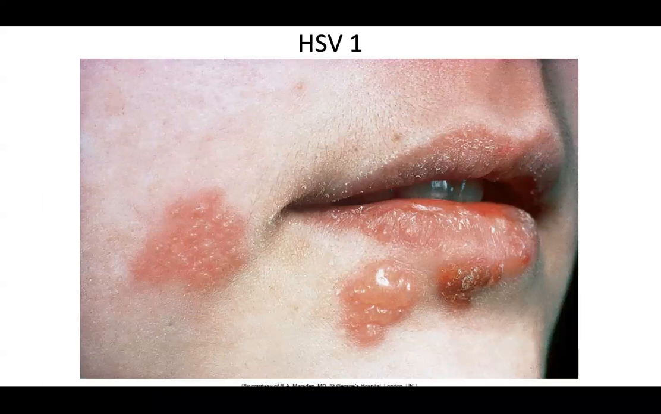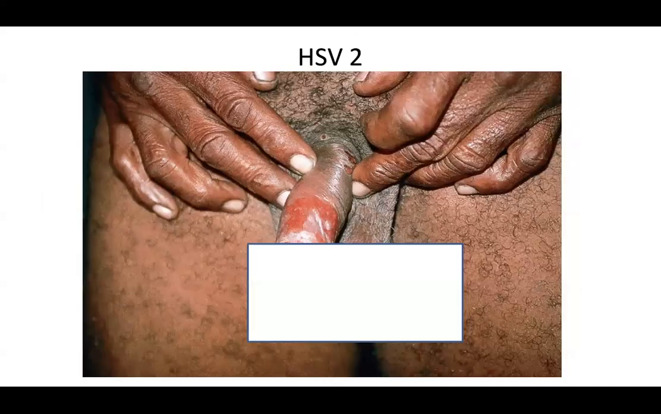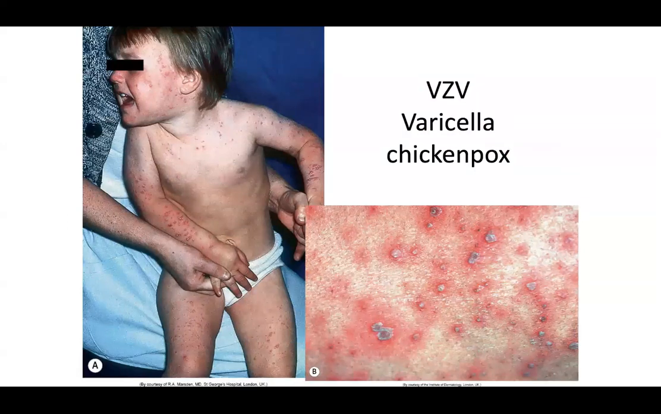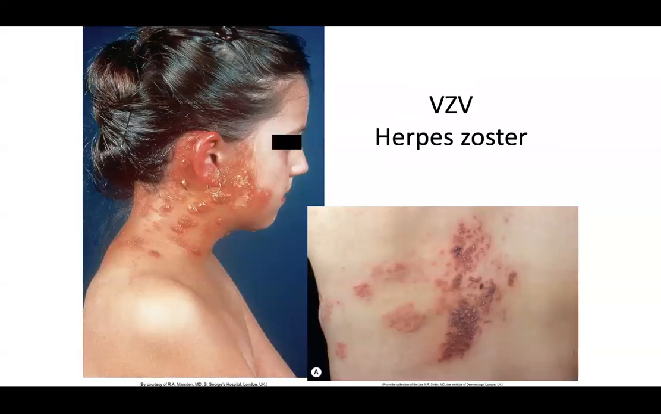Here's an example of the blistering eruption around the mouth in HSV1, for example. HSV2 is more often affecting the genital region. Varicella, or chickenpox, as many patients who grew up in the 80s and 90s will remember getting, especially before the vaccine came out. And herpes zoster often erupts in a dermatomal distribution clinically.